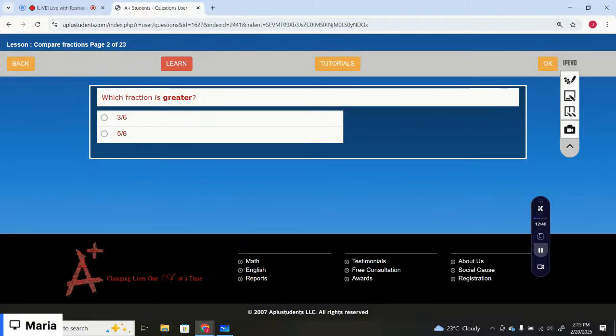Which fraction is greater, 3 by 6 or 5 by 6? So which is the correct option?